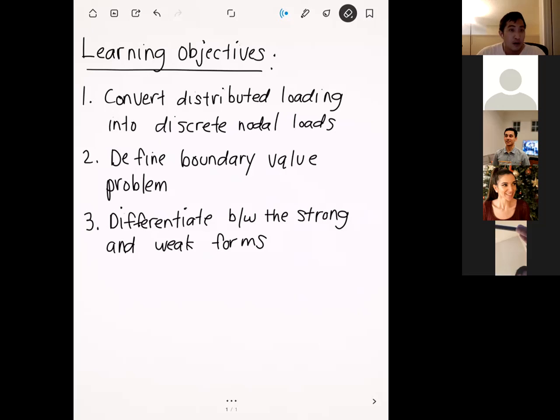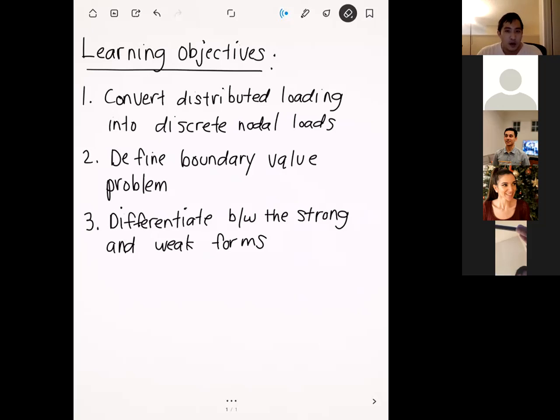Okay. So the plan for today is we're going to finish up our lecture notes on beam equations. The last thing we have to cover is how to deal with distributed loading. Distributed loading is basically whenever you have a load that's distributed over a length. In this case, it's going to be a length of space.